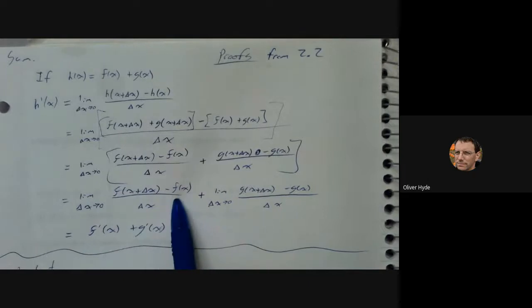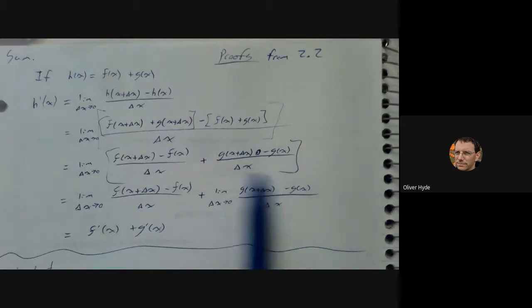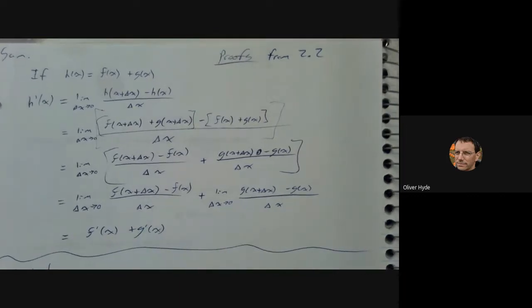What happens as delta x gets very, very close to 0? My average rate of change is going to converge on my instantaneous rate of change, and it will be a function that yields my instantaneous rate of change. Here is an instantaneous rate of change function for g, also known as g prime of x.